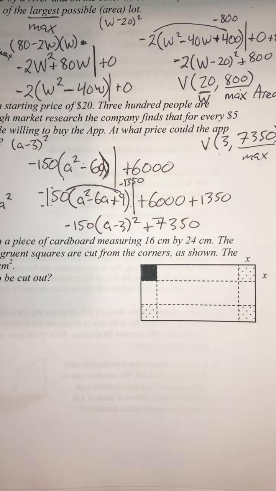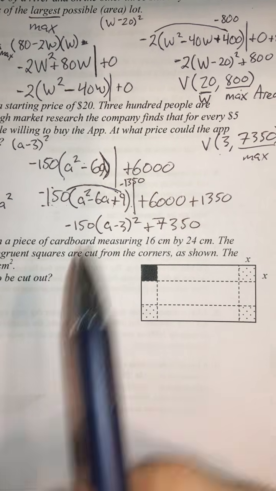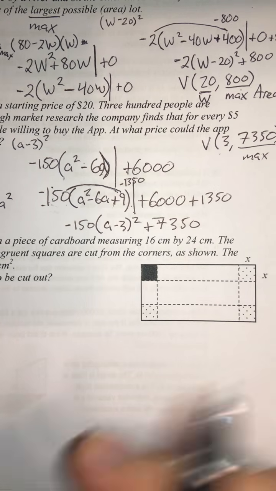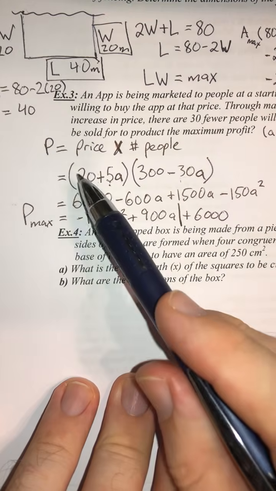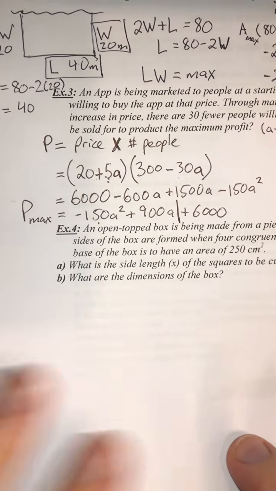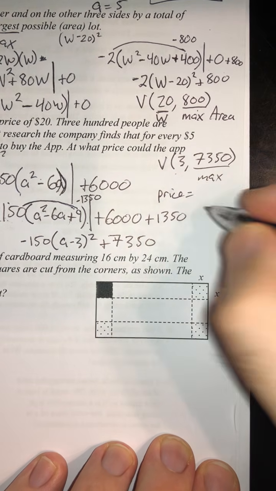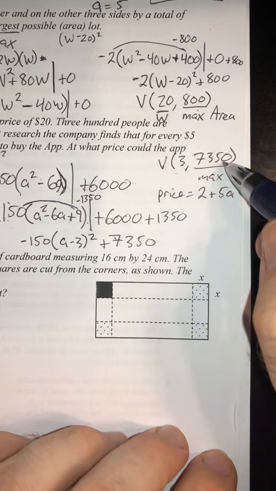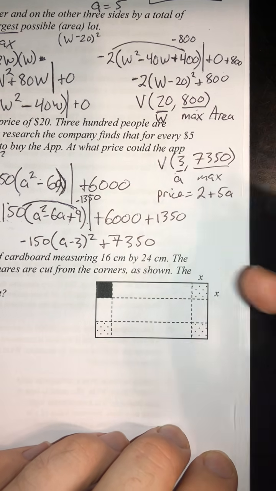So be careful with the word problem. You need to actually figure out what it's asking for in the question. In this one it says, at what price could the app be sold for the product to be a maximum? Remember, my price here was 20 plus 5 times a. So in order to solve this, I need to go price equals 20 plus 5a to get us the max. The a value for that is 3. This is the a value.